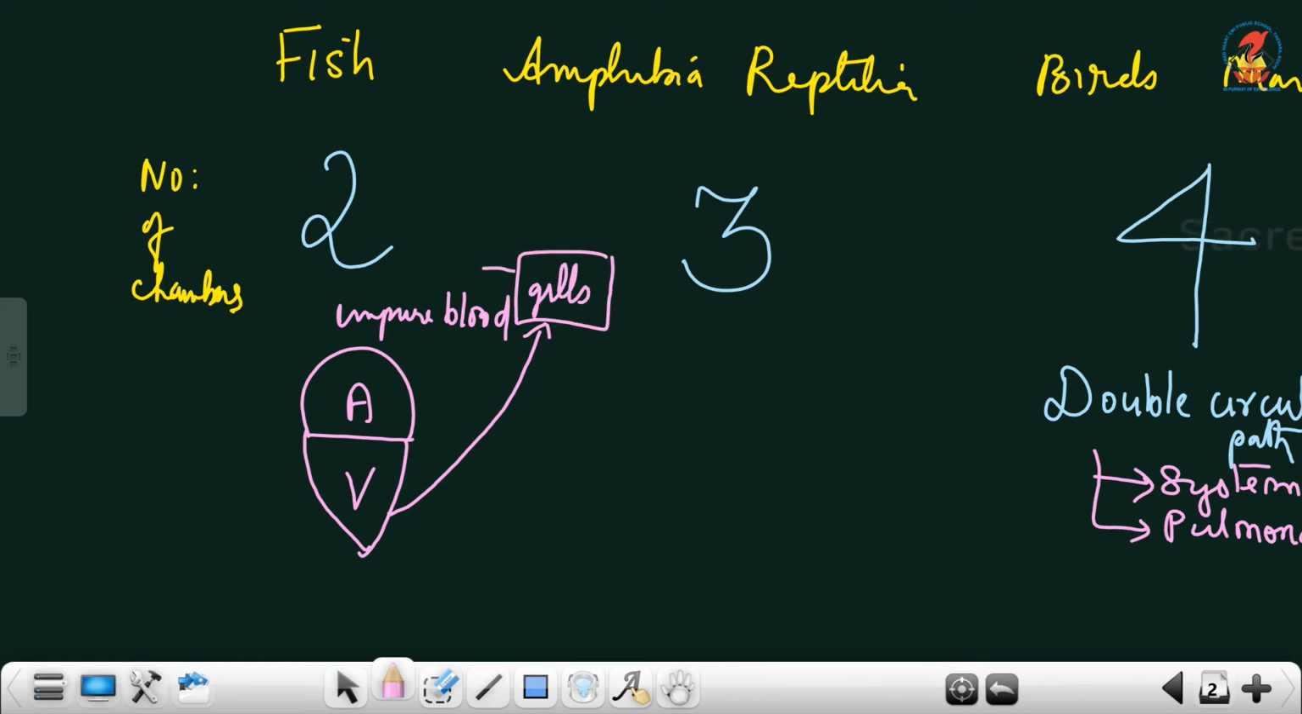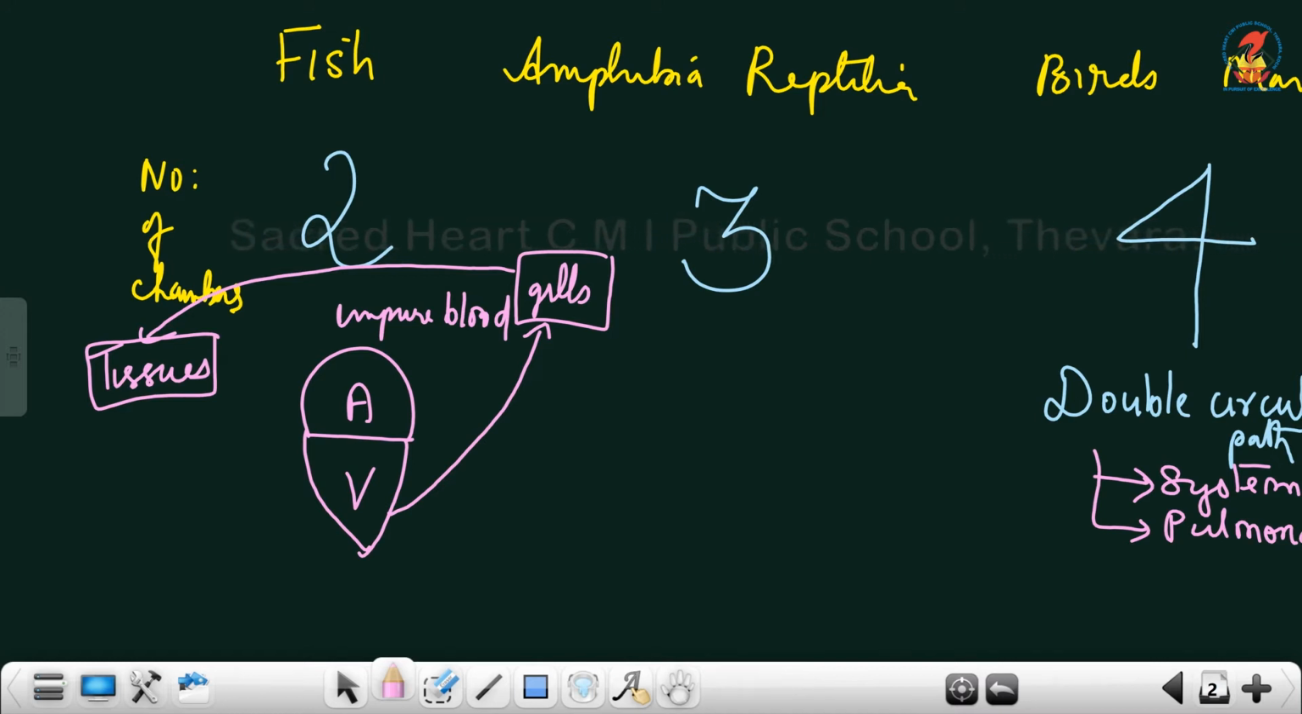After purification, the pure blood goes directly to the tissues. It does not go to the heart. And then what happens in the tissue? Cellular respiration takes place, and the byproduct is carbon dioxide, or impure blood, and this impure blood drains into the atrium. So it travels only once through the heart, and the heart is only dealing with deoxygenated blood.